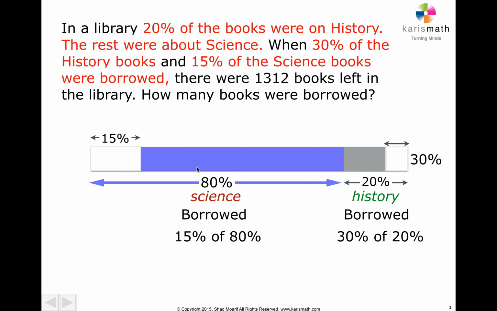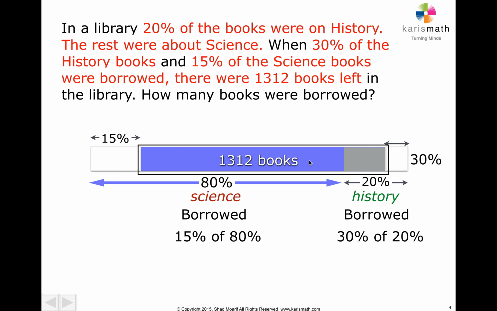Now, once these were borrowed and removed, the bit that's left was 1,312 books. These are the books that are left: the little bit of gray here from history and all these blue bits of science. Now we have to find out how many books were borrowed.